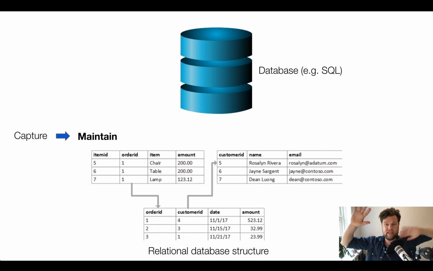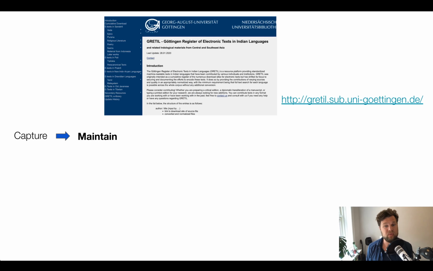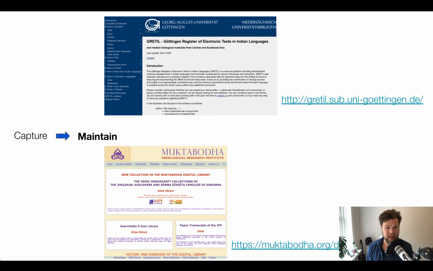So we often think about how we can partition out the information so that we don't have to store things duplicated, so that we can scale our databases to a very large size and so on. So GRETIL that I mentioned earlier is an already existing example of an attempt to create a stable infrastructure for maintaining digitized text in Indian languages. The Muktabodha digital library is another example, and I'm sure there are others as well.